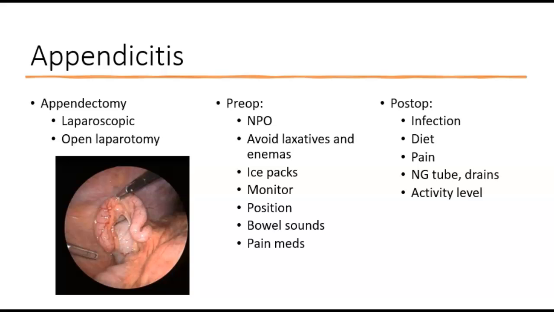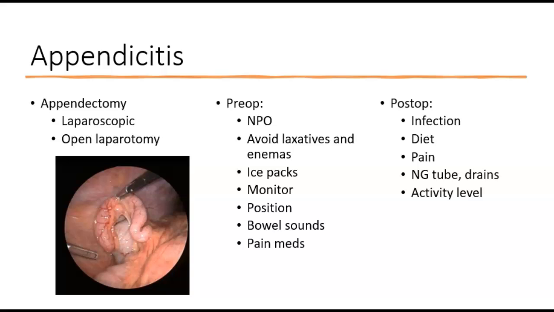Let's talk more about an appendectomy. There is laparoscopic and open. Laparoscopic is going to be the preferred method, but they might use an open laparotomy if the appendix has ruptured. Preoperatively, you want to keep the patient NPO if appendicitis is suspected because they can go for surgery.